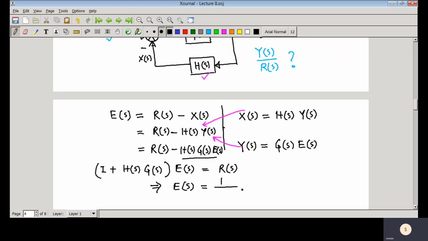equals 1 by... if you take it as a single-input, single-output system just for better understanding, that's why I'm removing that I, but it also holds for multi-input, multi-output systems. In that case, you need to write this as I, and you cannot do that division. So basically you need to write the matrix inverse. So E(s) equals 1 plus H(s) G(s) times R(s).